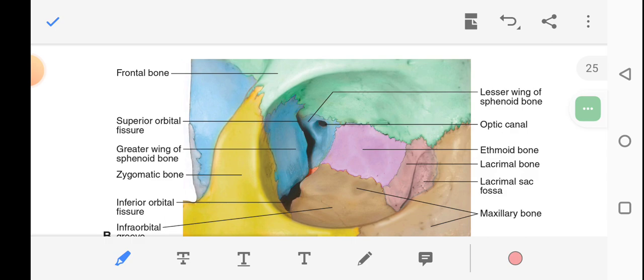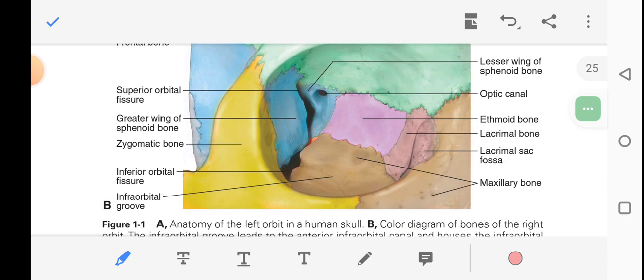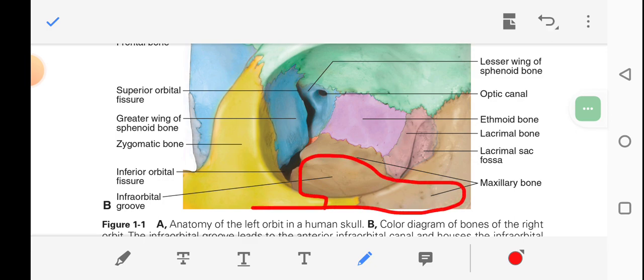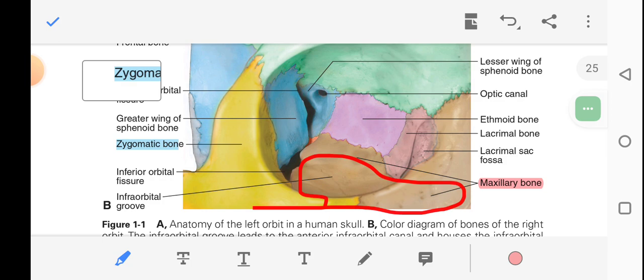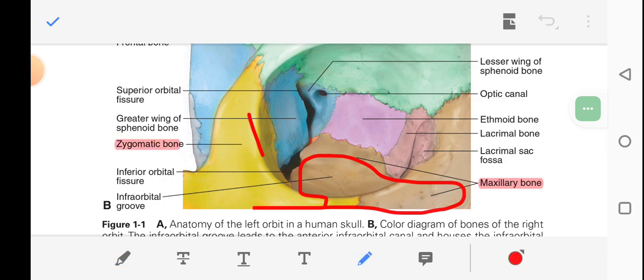So, the floor of the orbit. Now, this is the floor of the orbit, this much. This is made up of the orbital part of the maxillary bone, the zygomatic bone. This is the zygomatic bone. This is the orbital plate of the maxillary bone and the palatine bone.